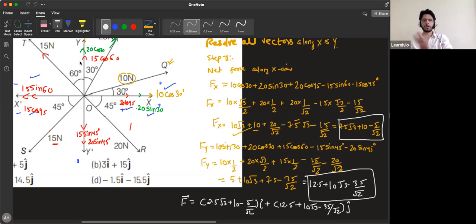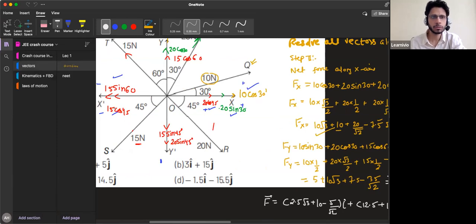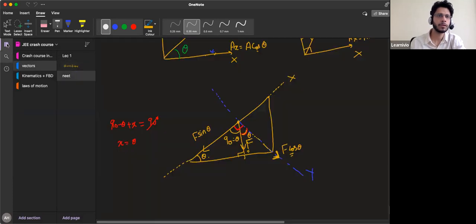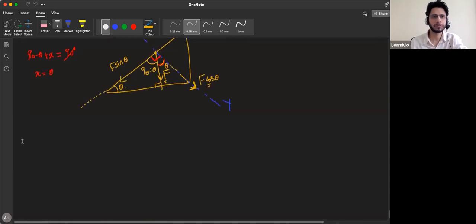So that was about resolutions. If you know this numerical, you can attempt all questions of resolution. After resolution, the next is multiplication of vectors.